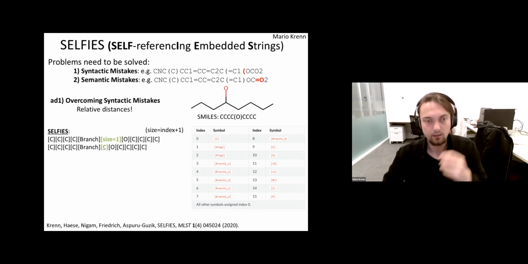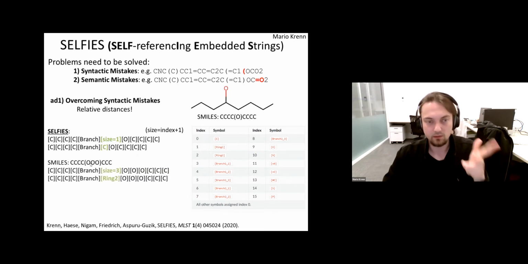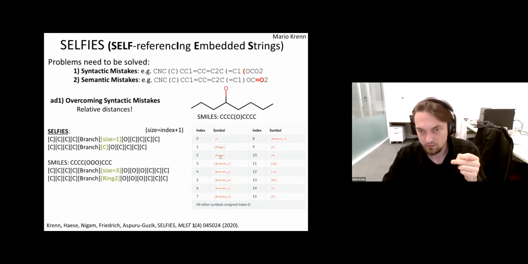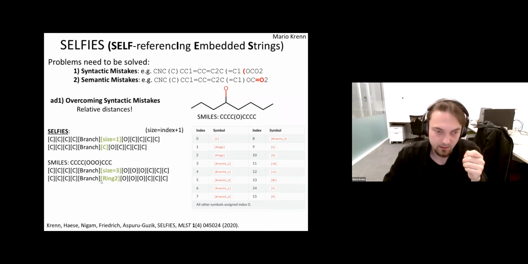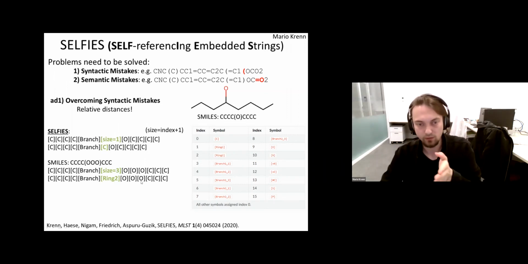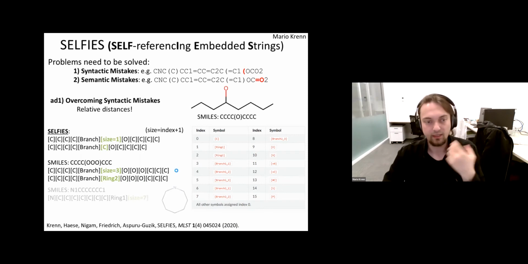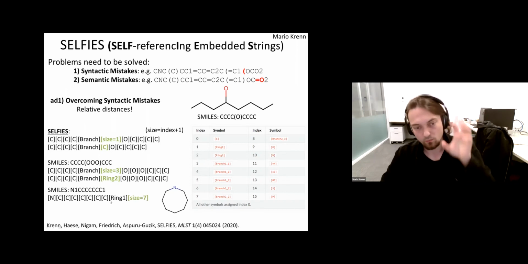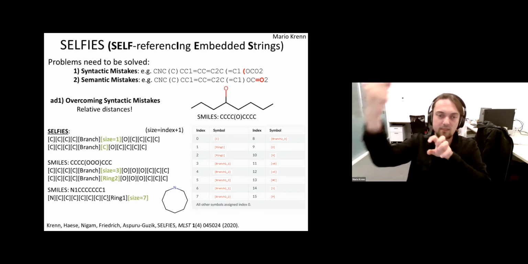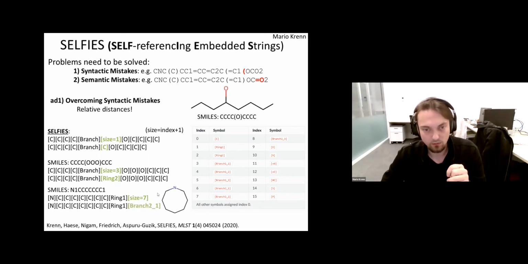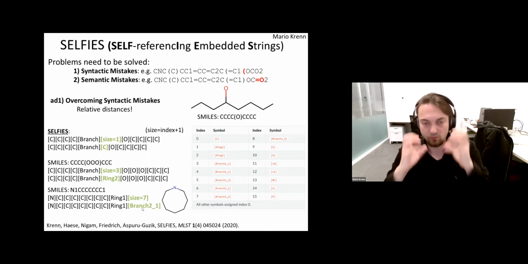If we take now a system that has a branch of size 3, we say, okay, size 3, look, 2 plus 1, this is the Ring 2 symbol. This is now interpreted as a number, stands for the size 3, those three oxygens. And very similarly, we can do exactly the same in rings. We define a ring and say, okay, we connect to the 7th atom before. And here 7 is 6 plus 1. This is this Branch 2, 1 symbol. And that defines the ring at this location.